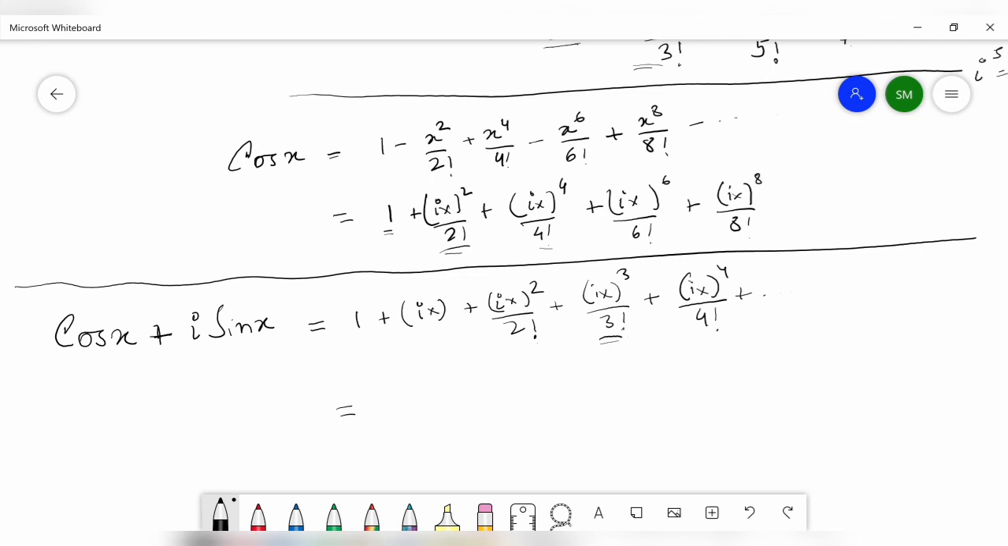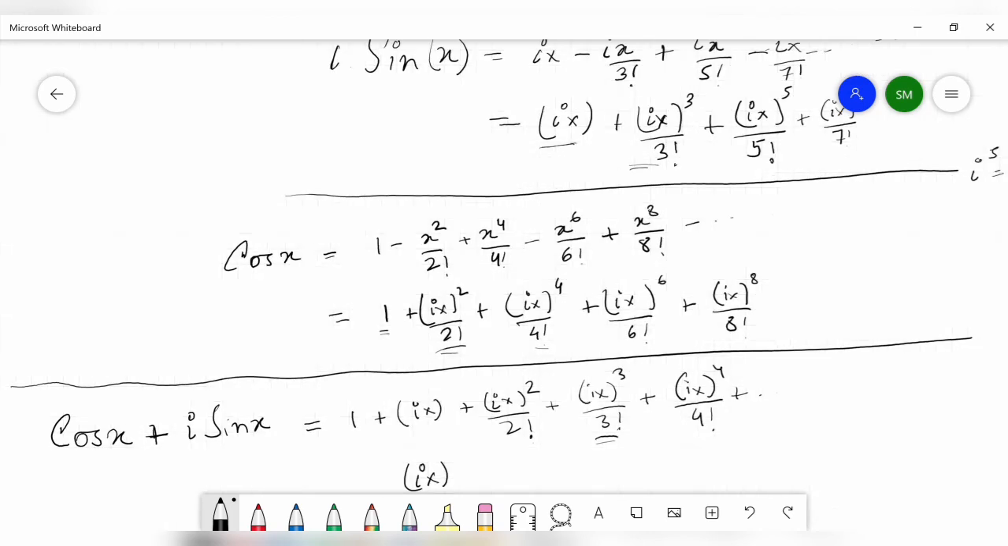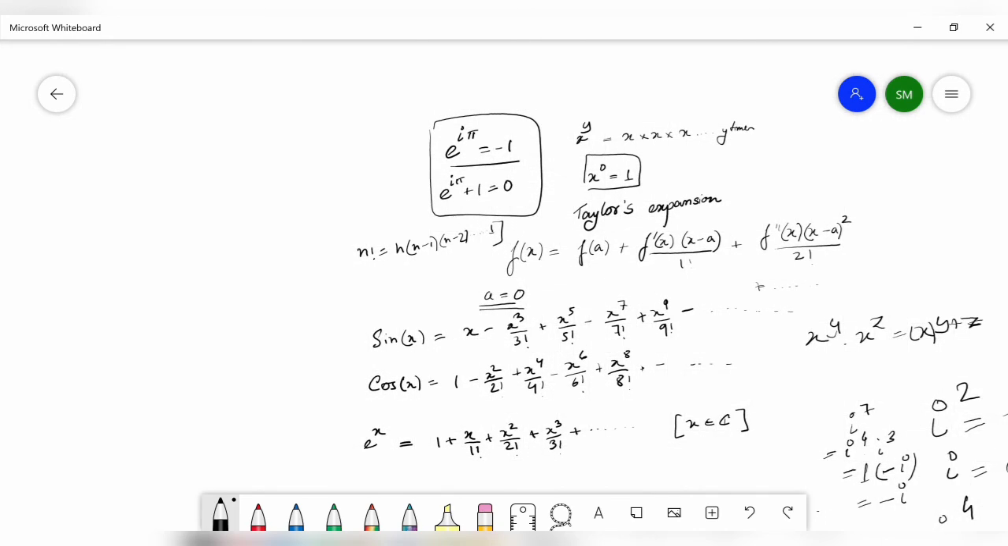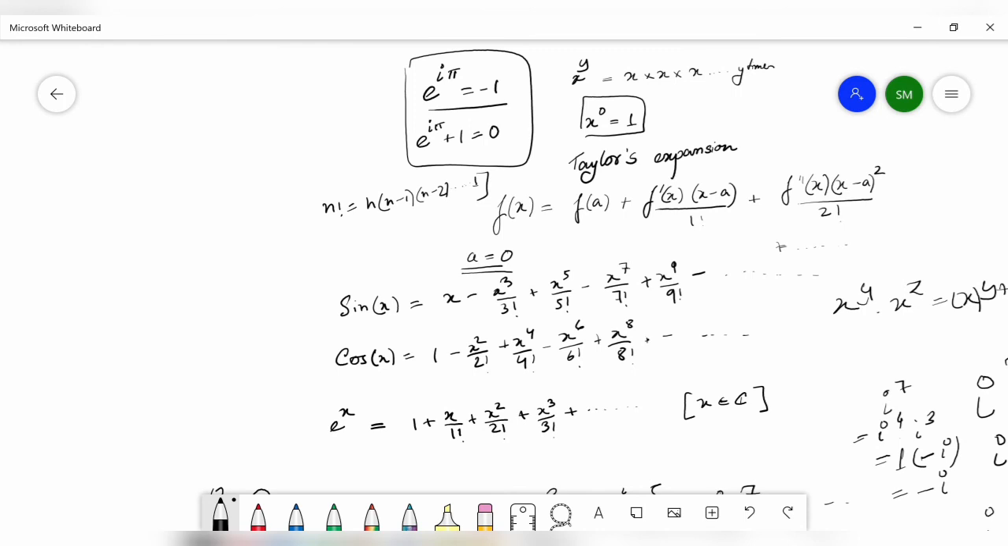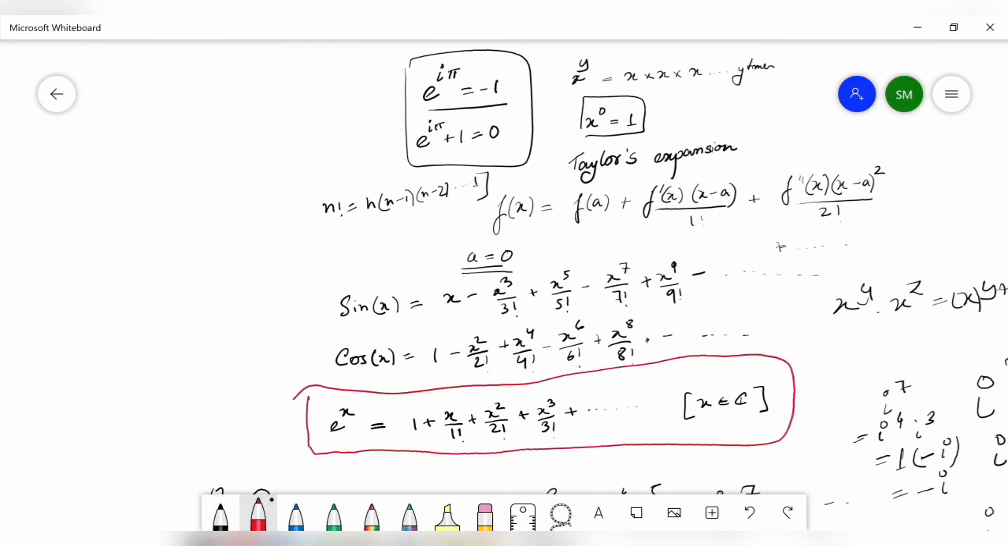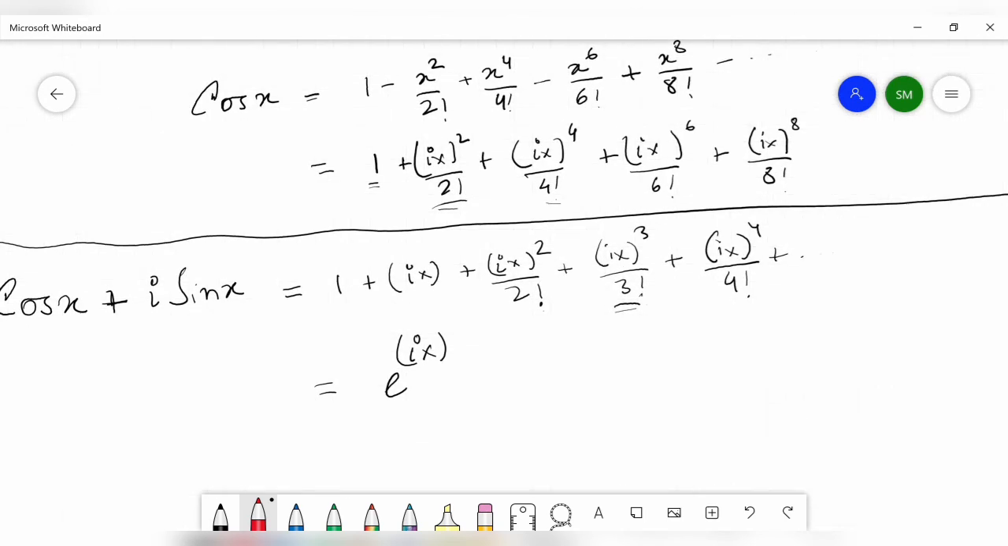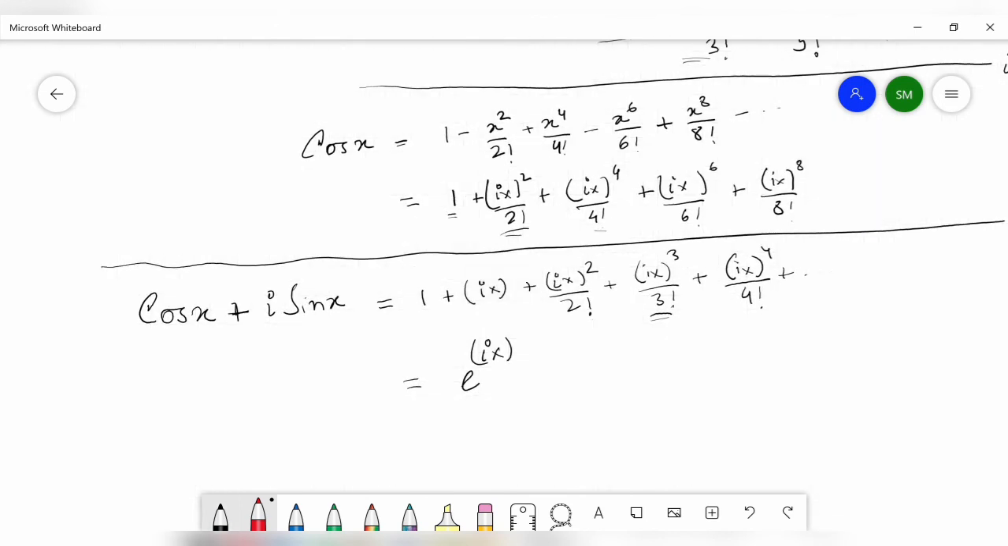Because we saw the e to the power x formula, and it seems like e to the power ix, right? So if I just go back a little bit, you saw this formula, e to the power x equals 1 plus x by 1 factorial plus x squared by 2 factorial plus x cubed by 3 factorial, and so on and so forth. And now, if you just replace x by ix, you see the same formula over here, right? So we have almost cracked it.